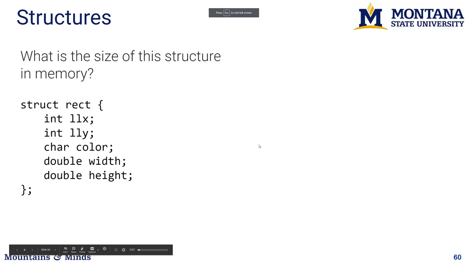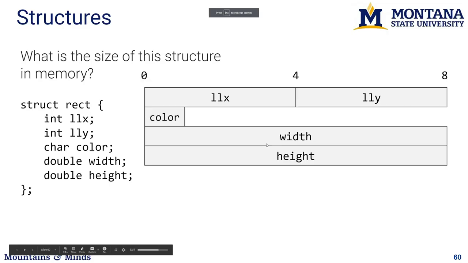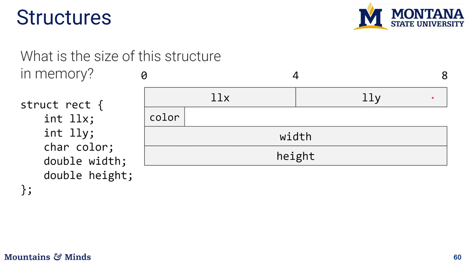Okay, so what we have is, where's my pointer? Okay, we have LLX in 4 bytes, we have LLY in 8 bytes, and color is stored in 1 byte. Now we have all these different bytes of wasted space before we store width.